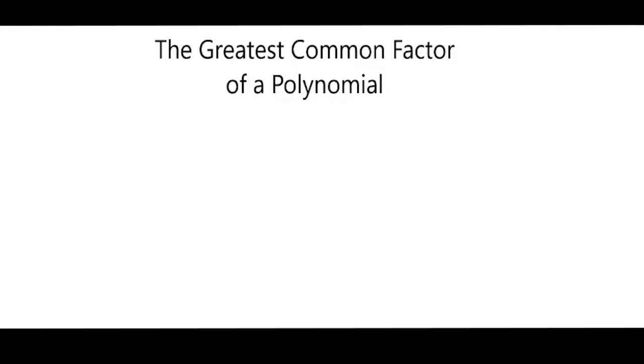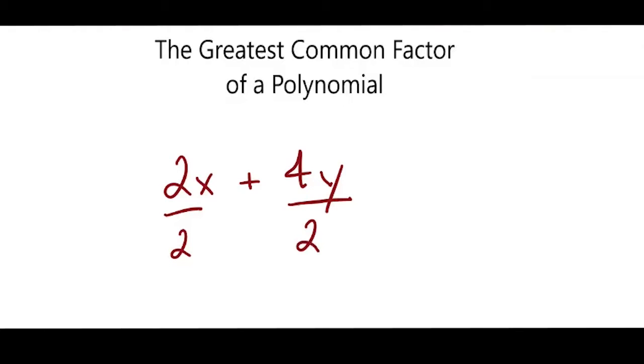Hi guys, today we are going to find the greatest common factor of a polynomial. So let's say I have 2x plus 4y, and I am looking for the greatest common factor. What that means is, what can I divide both of these by? Well, I can divide them both by 2. So my greatest common factor of this polynomial is 2.